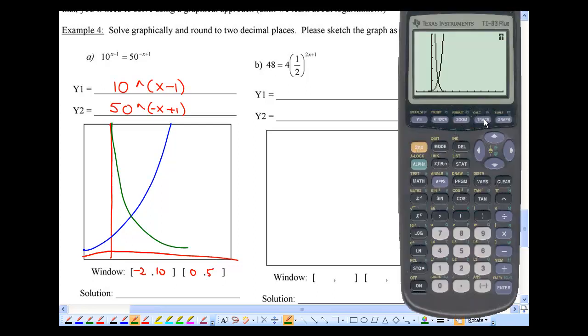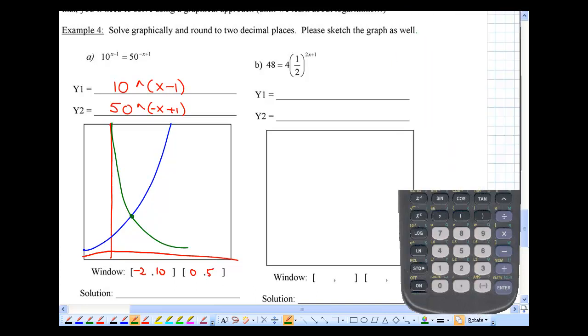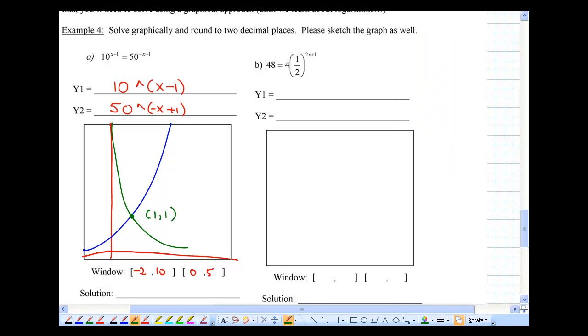So second calc, intersect. First curve, sure. Second curve, sure. Take a guess, sure. And lo and behold, 1, 1. So what's my solution? I'm only solving for x, so just quote the x value, x equals 1. That's it. Okay? I'll let you try the next one, part B, on your own. Try it, please. It's the same thing.